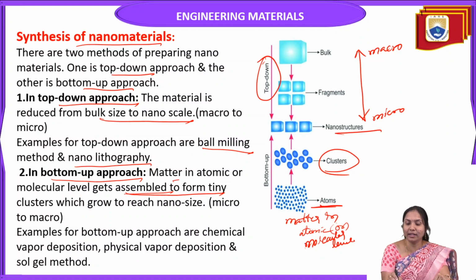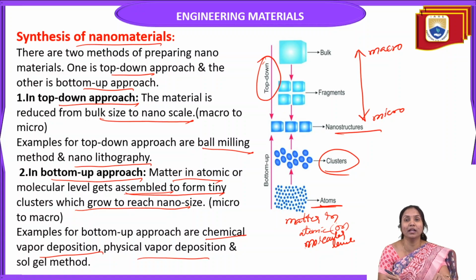So here matter in atomic or molecular level gets assembled to form tiny clusters which grow to reach nano size. That means micro to macro. The bottom-up approach includes chemical vapor deposition, physical vapor deposition, sol-gel method and chemical reduction method. All these are used to synthesize nanomaterials in the bottom-up approach.